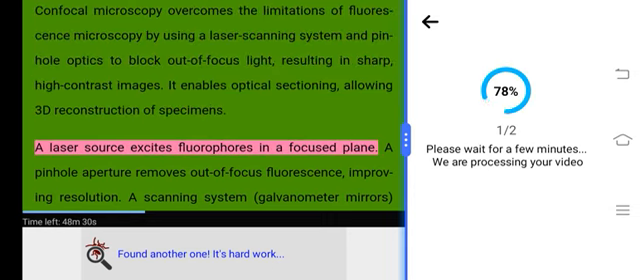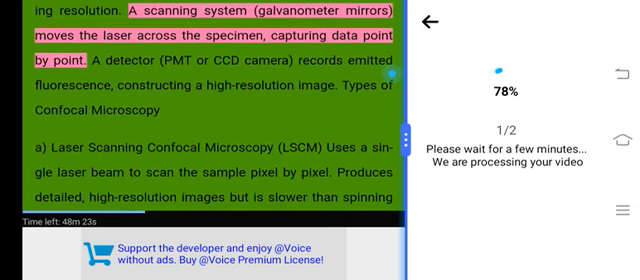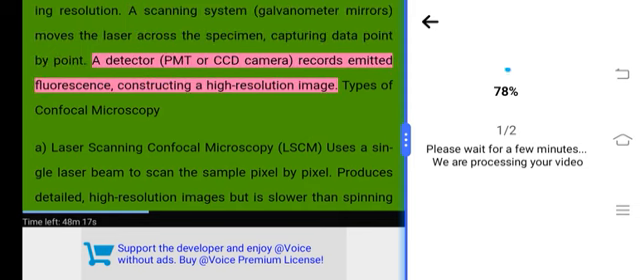A laser source excites fluorophores in a focal plane. A pinhole aperture removes out-of-focus fluorescence, improving resolution. A scanning system, galvanometer mirrors, moves the laser across the specimen, capturing data point by point. A detector, PMT or CCD camera, records emitted fluorescence, constructing a high-resolution image.